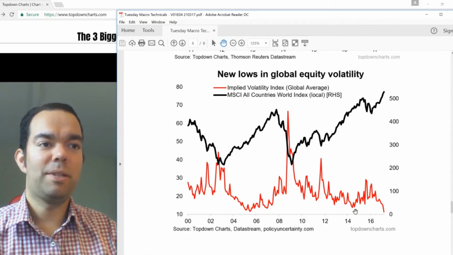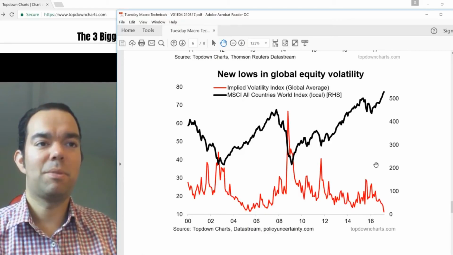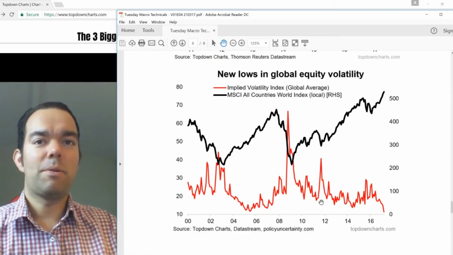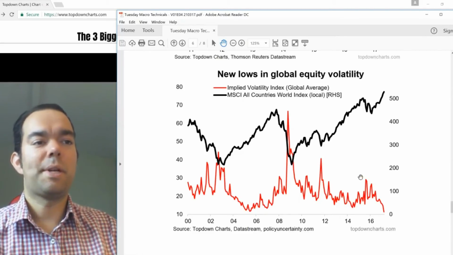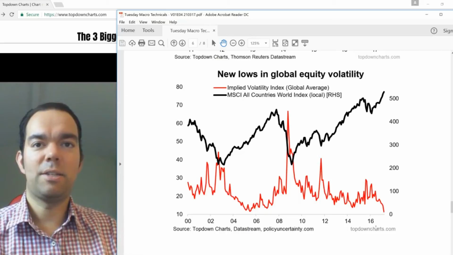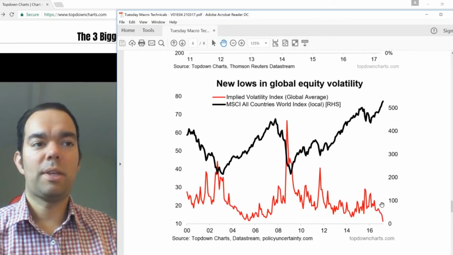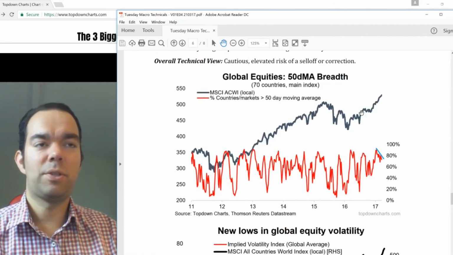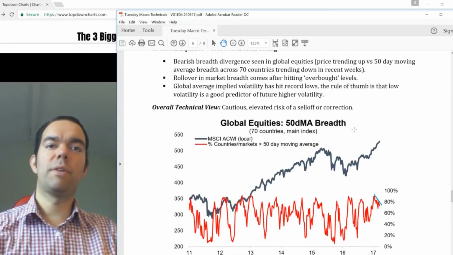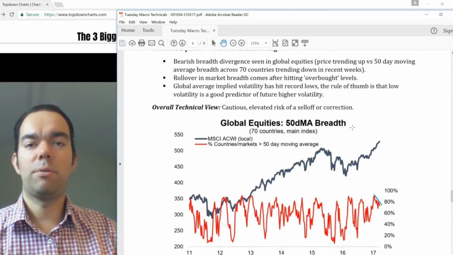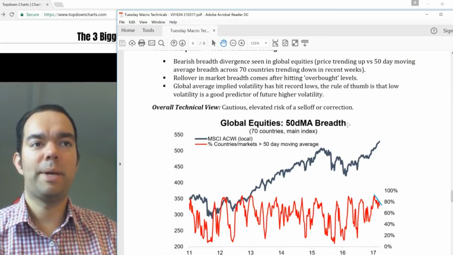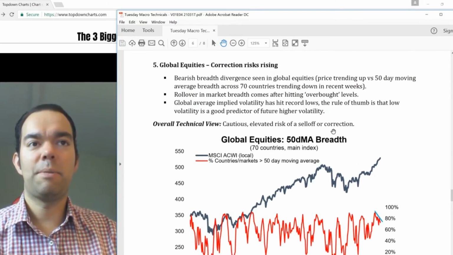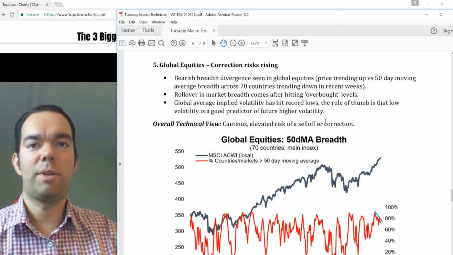Oftentimes when you get this crunch down in volatility, it can be something that can precede a bit of a sell-off, a bit of a correction. Certainly it indicates a degree of complacency in the market. When you see the global VIX sitting down at this level, and then you also look at breadth divergence here, it tends to give at least some rationale to be a little bit more cautious, strictly on a technical basis, and certainly is a warning sign. It means that the risks of a correction are definitely rising at this point.